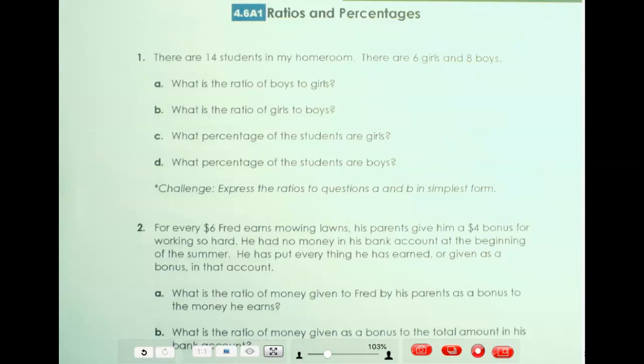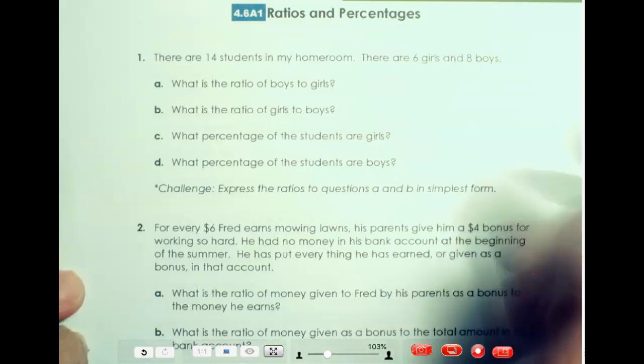Hello, welcome to tutorial on 4.6A1 ratios and percentages. This here is a power target, folks. Really muy importante that you understand this.